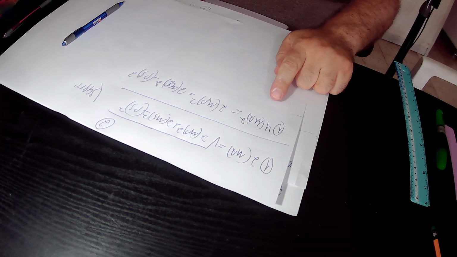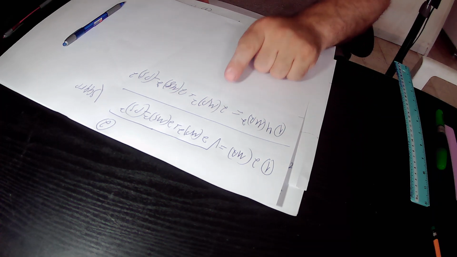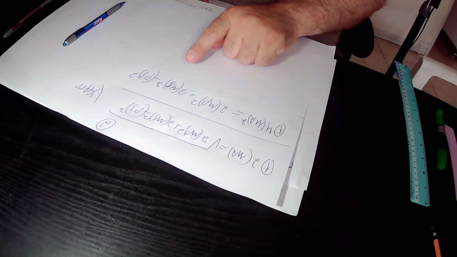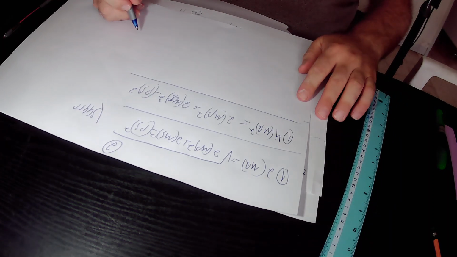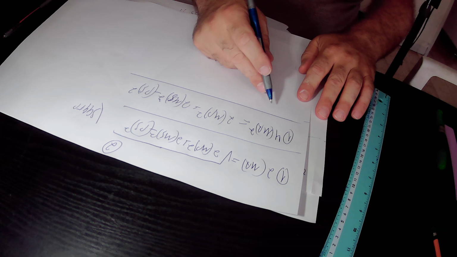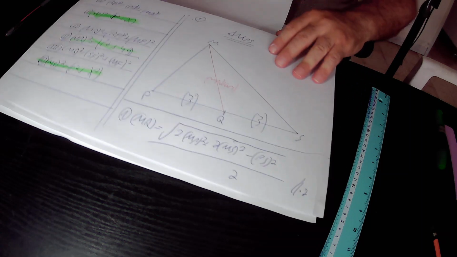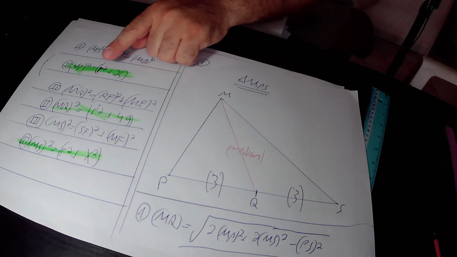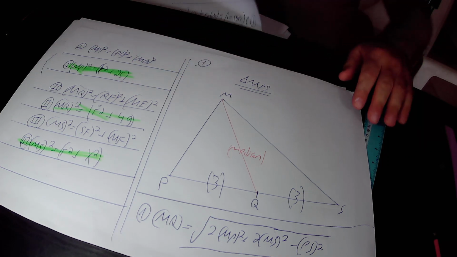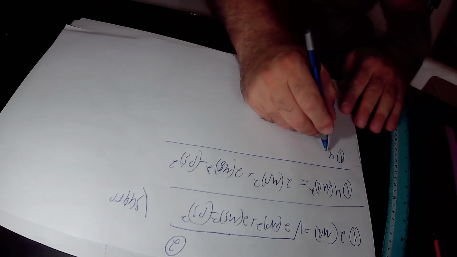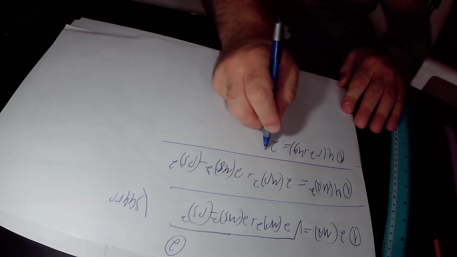Repeat again. After we squared both sides of this equation 1, we shall find out that 4 times mq squared equals 2mp squared plus 2ms squared minus ps squared. On this side of equation 1, we have 4 times mq squared. But mq squared, according to equation 2, is equal to r squared plus 49. Therefore, we substitute mq squared here by r squared plus 49, and it is equal to 2 times mp squared.